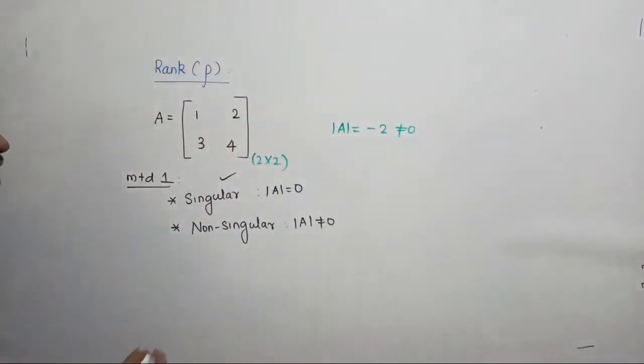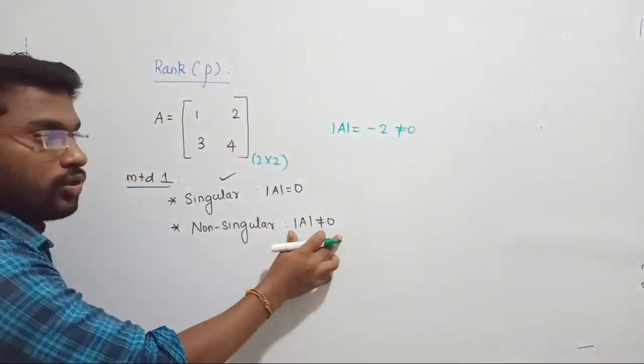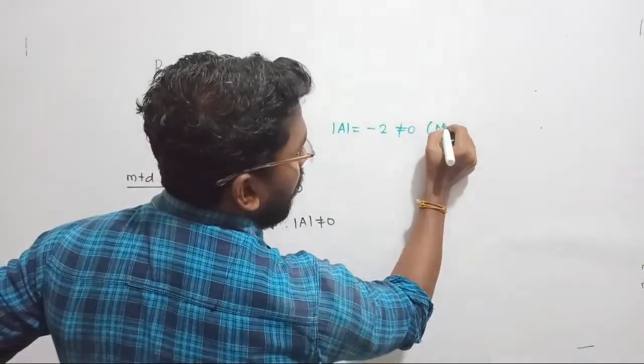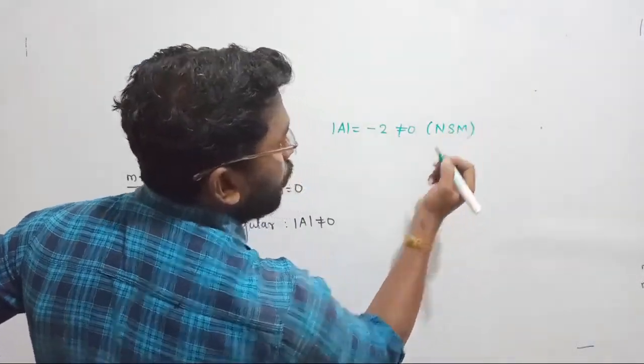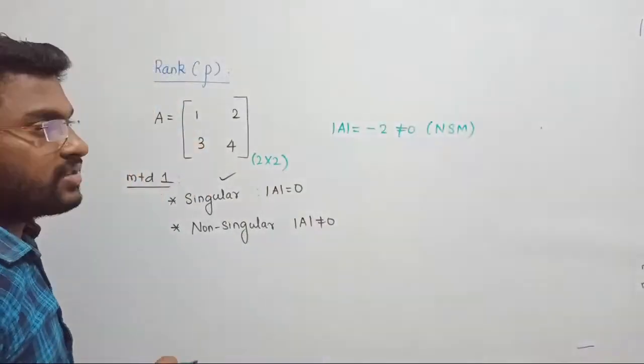Clear? Yes. So in any selected matrix, if the determinant of the matrix is not equal to 0, then that matrix is called a non-singular matrix. Do you agree with me? Yes, that is called a non-singular matrix. I am just calling it a non-singular matrix.